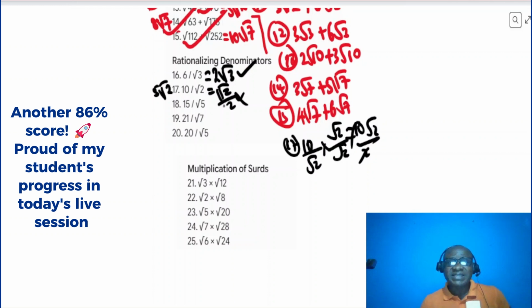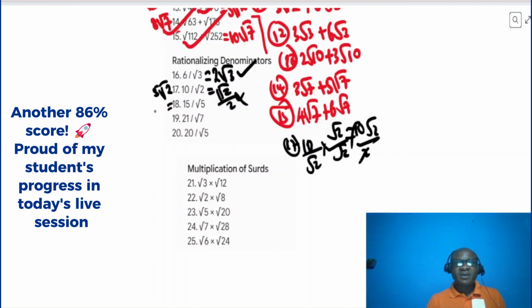Okay, is your answer root 2 over 2? Yeah. Okay, so that is incorrect. The correct answer is 5 root 2. What I did, I rationalized using root 2 at the denominator to multiply both the numerator and denominator. So numerator is 10 root 2 over 2. So if you cancel, you get 5 root 2 for number 17. Is it okay? Yeah. So what did you get for number 18?